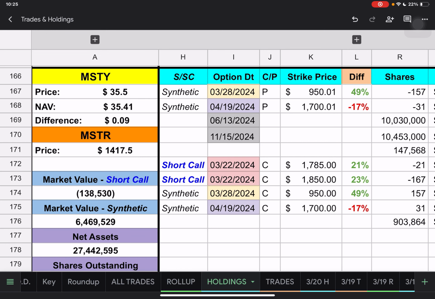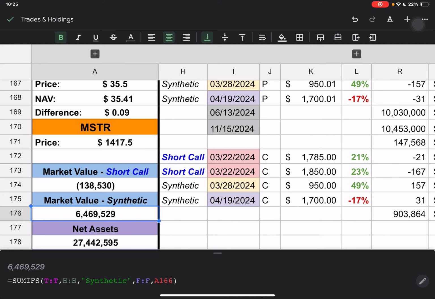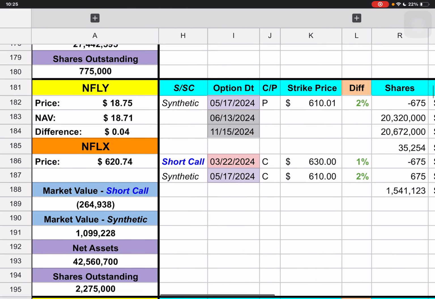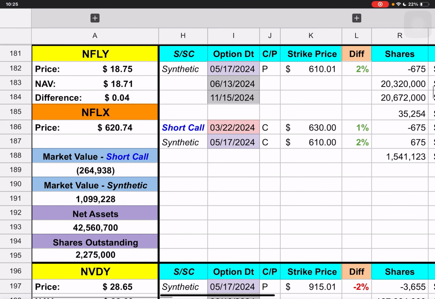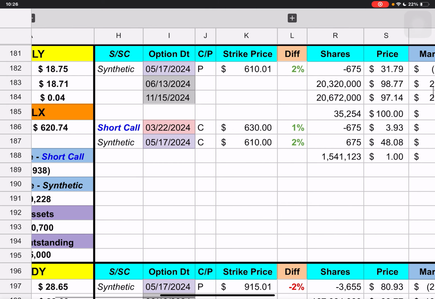Now, if we go over here, because we have the other one that's up 49% over the synthetic strike price, our synthetic, if we had to cash that out today, is still in the positive by almost $6.5 million, if obviously cashing out both of the synthetic positions. But we're going to move on to Nefli. Nefli closed at $18.75. Netflix closed at $620.74. And we have one short call expiring Friday with a strike price of $630. And we are currently under that by 1%.